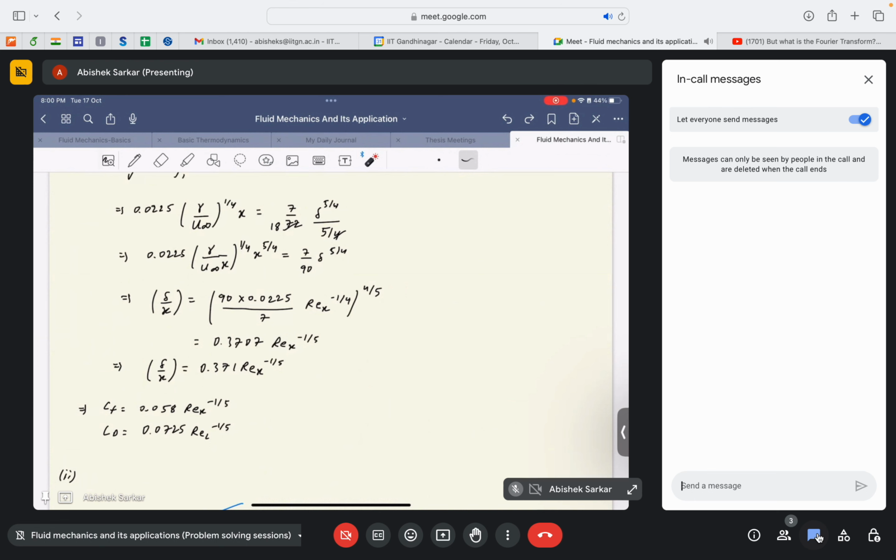See, I will tell you one trick. The trick is that after you get this expression, what you need to evaluate is not delta explicitly, but actually delta by x. Just for your memory, this delta by x for a boundary layer always varies as a function of Re_x to the power some number n.